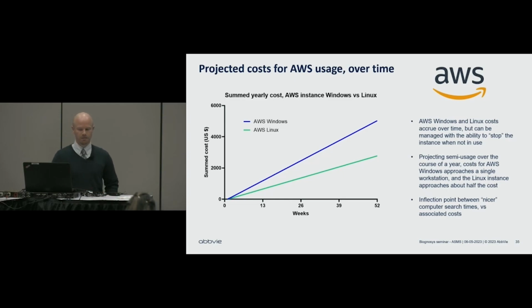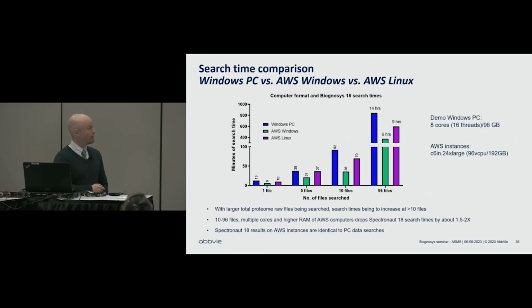So there's probably realistically an inflection point where if you're doing a lot of searching, it probably makes more sense to buy a PC, but it is an option at least. So in some of our benchmarking of Spectronaut 18, we were comparing to one of our lab computers here. So we had 8 cores, 96 gigabytes of RAM, and we were comparing to 2 AWS instances. Both had similar specs here, so you can see 96 CPUs and 192 gigabytes of RAM.